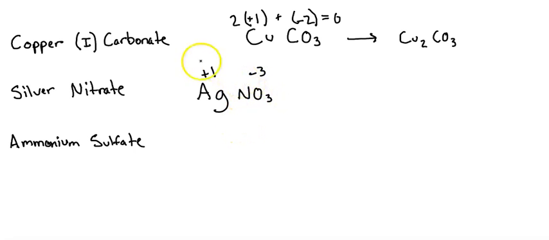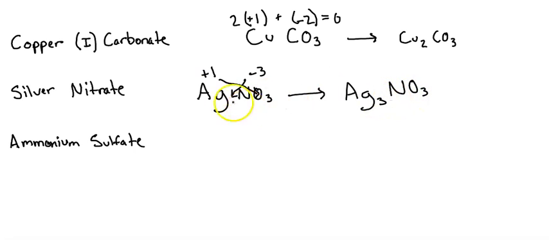So for this one, we'll kind of use our crisscross method. Up here we balanced it out, but we'll kind of cheat and use our crisscross method. We'll bring our 1 down, we'll bring our 3 down here, and we will get Ag3NO3. And just to check our work here, if we multiplied this by 3, we get +3 plus a -3 equals 0. So it's all good, it works out, and that is correct.